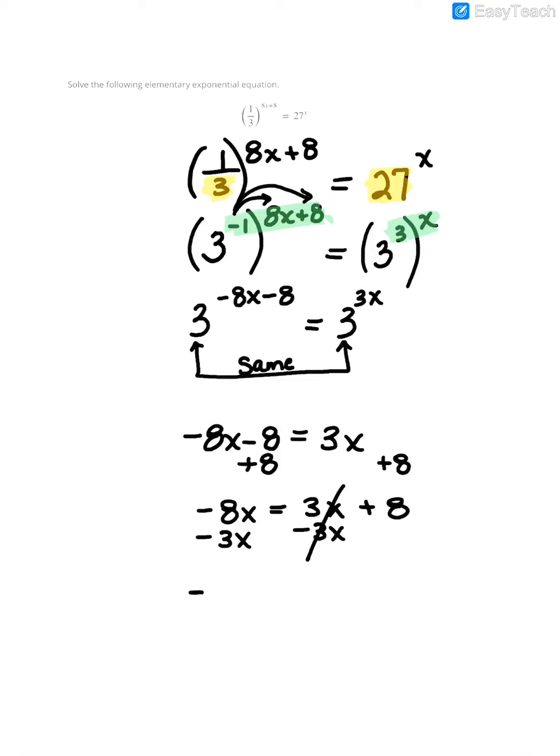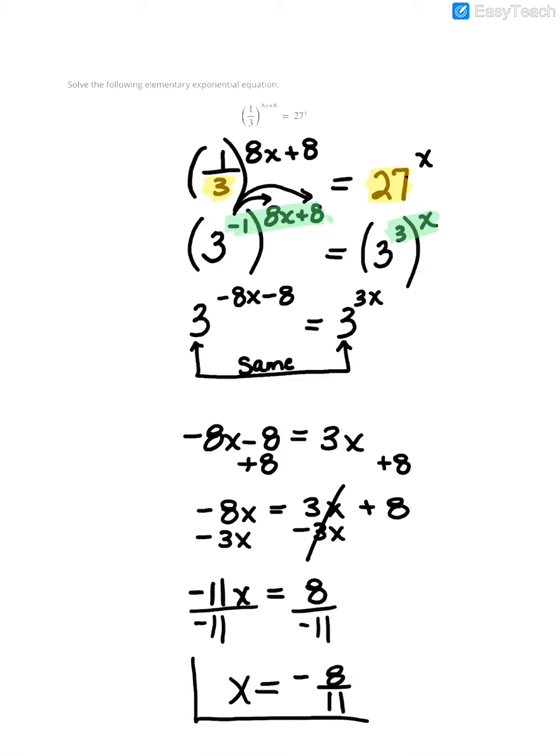In this case, I'm left with -11x is equal to +8. And then if I divide both sides by -11, then I've arrived at my value for x. X is equal to -8/11. And again, it does not matter whether you put the negative sign on top of the fraction, bottom of the fraction, or just out in front, as long as you have a negative sign somewhere.